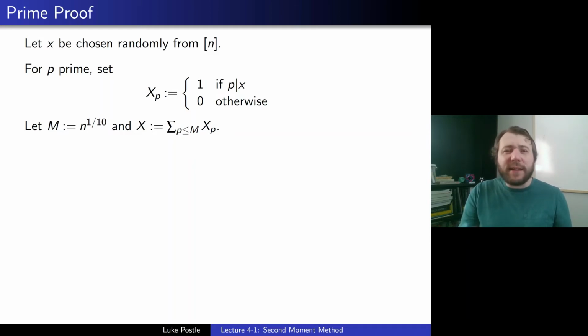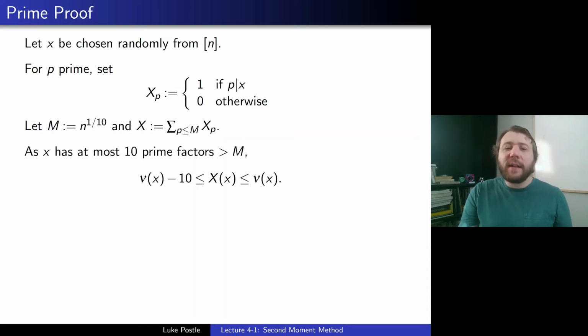So X is essentially an approximation for ν(x). What you can tell is that x has at most 10 prime factors greater than m, right? You can have at most 10 that are at least n^(1/10), because otherwise their product would be bigger than n. So we know that ν(x) − 10 is at most X(x), which is at most ν(x). So this sum we're doing, which you can view as a random variable of little x, is upper bounded by the number of prime factors and lower bounded by that number minus 10. So we'll focus on this X.